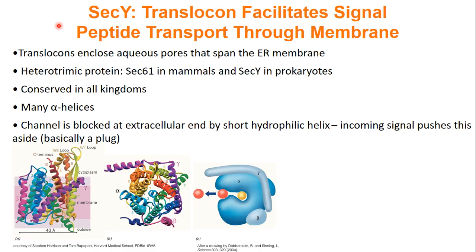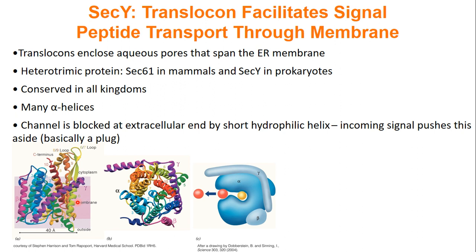Now let's look at the translocon a little bit more. Translocons have an aqueous pore at the center that allows water to flow through, and they span the entire ER membrane. They're a heterotrimeric protein, which means they have 3 subunits that are all different: alpha, beta, and gamma. It's Sec61 in mammals, while in prokaryotes, the translocon is called Sec4. And a translocon is seen in every single kingdom of life.